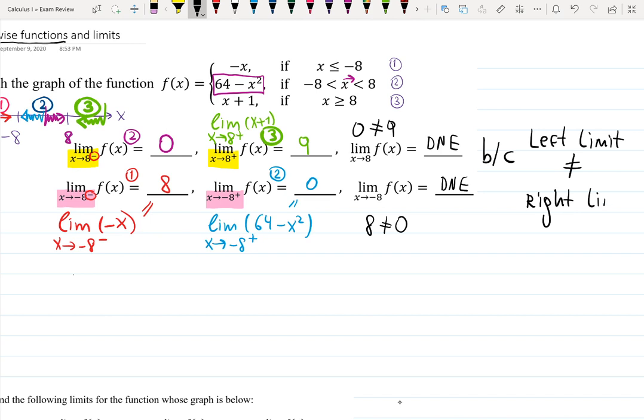Right limit. Very interesting. Let's sketch the graph now. To sketch the graph, I'm going to use x and y axis. X and y. And actually, we don't know that it is y. We call it f of x here. It may be g or something like that.